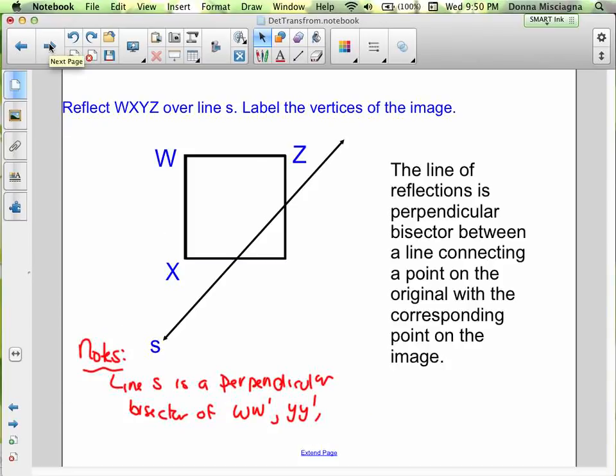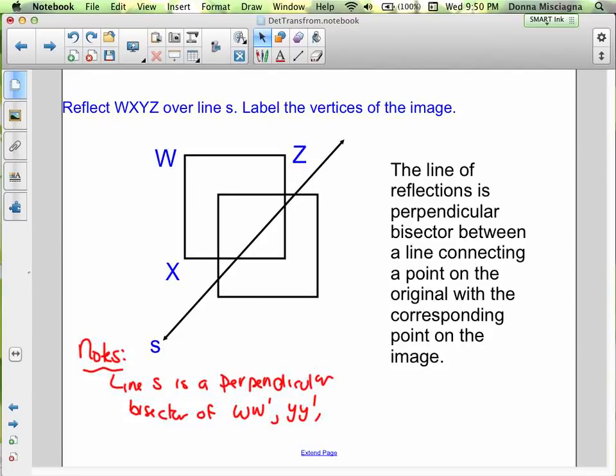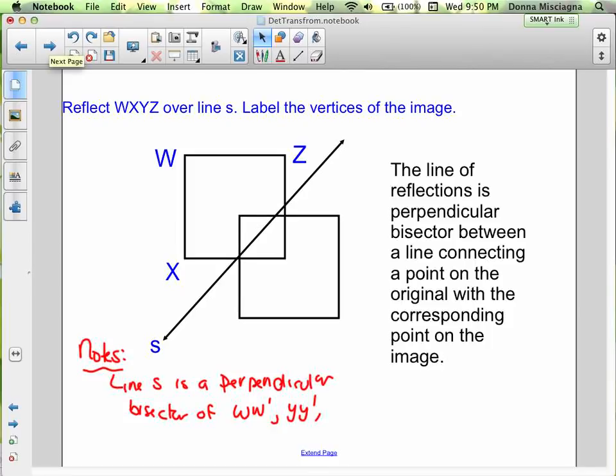All right, so the line of reflection, first of all, we're going to reflect W, X, Y, Z over line S and label the vertices of the image. Nice thing about the square is that I can get away with just moving it as long as I label it correctly and not having to flip it. Let's see, there we go. All right, so, but we didn't just slide it, right? We did reflect it, right? It just didn't look like that when I moved it in place.